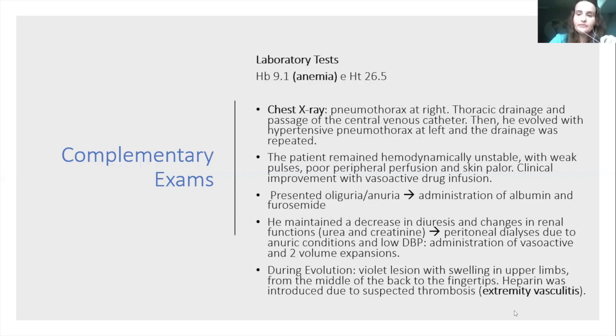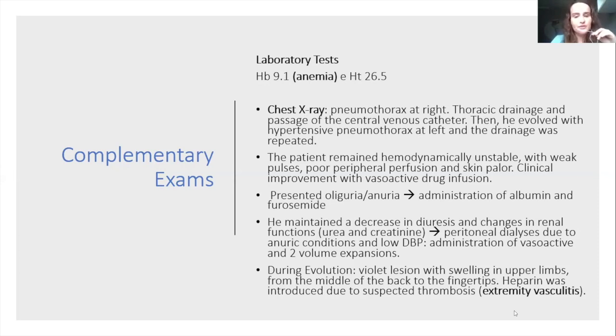Then he also evolved with hypertensive pneumothorax at left, which led to another drainage. The patient remained hemodynamically unstable with weak pulses, poor peripheral perfusion, and skin pallor. His clinical improvement was with vasoactive drug infusion. He also presented oliguria and anuria with the administration of albumin and furosemide. However, he maintained a decrease in the diuresis and changes in renal function that led to peritoneal dialysis, and also the administration of vasoactive drugs and 2 volume expansions due to the blood pressure that was very low.